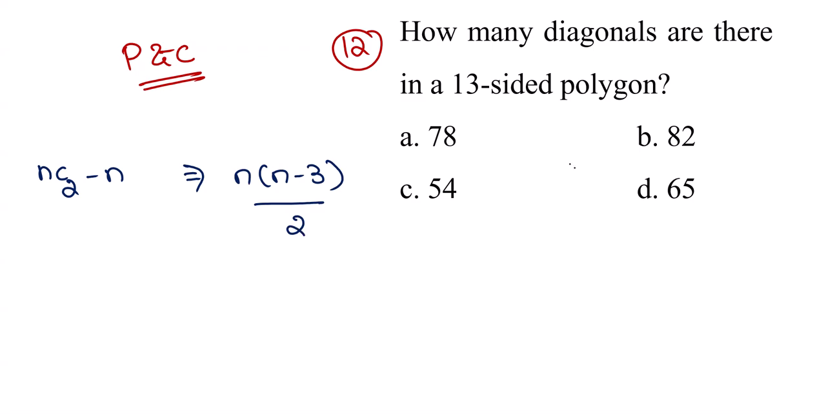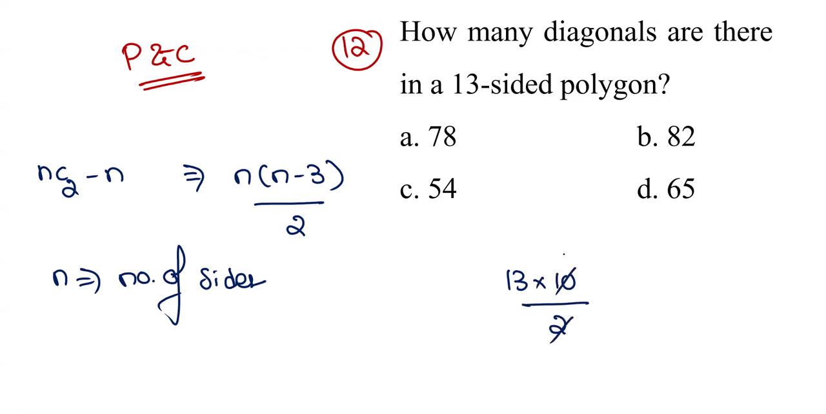Applying this here, n represents the number of sides. I'll let you know how you got that formula. Don't worry, don't panic. n is nothing but the number of sides. So 13 into 10 divided by 2, we get the number of diagonals is 65. Job done, if you know the formula. But why this formula, how did you get it? So guys, what does nC2 minus n represent?